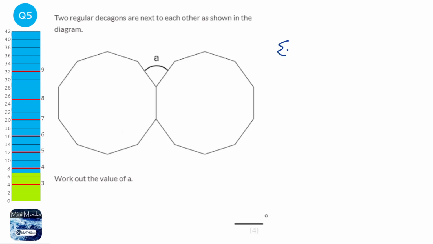To find the exterior angle of any polygon, we do 360 divided by the amount of sides. These are decagons, which means they have 10 sides.